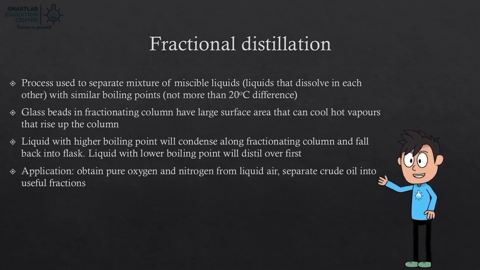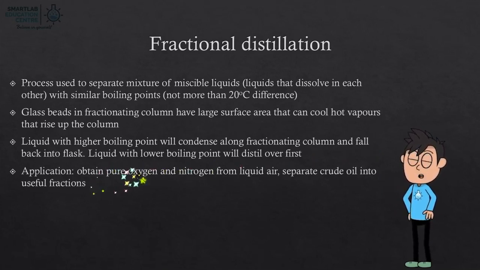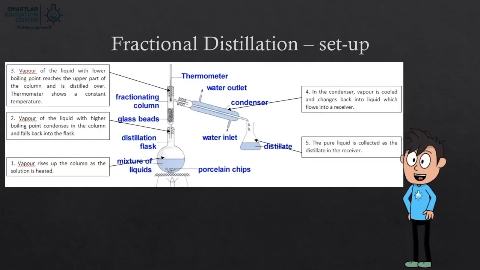The use of fractional distillation is to obtain pure oxygen and nitrogen from liquid air or separate crude oil into useful fractions. Now let us take a look at the setup for fractional distillation. Vapor rises up the column as the solution is heated. Vapor of the liquid with higher boiling point condenses in the column and falls back into the flask. Vapor of the liquid with lower boiling point reaches the upper part of the column and is distilled over.